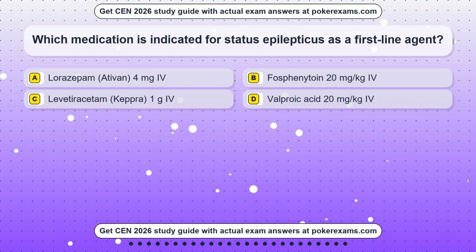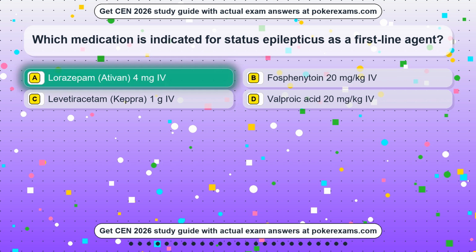Question 3. Which medication is indicated for status epilepticus as a first-line agent? Option A, lorazepam, Ativan, 4 mg IV. Option B, fosphenytoin 20 mg/kg IV. Option C, levetiracetam, Keppra, 1 gram IV. Option D, valproic acid 20 mg/kg IV. The correct answer is option A. Lorazepam, Ativan, 4 mg IV.